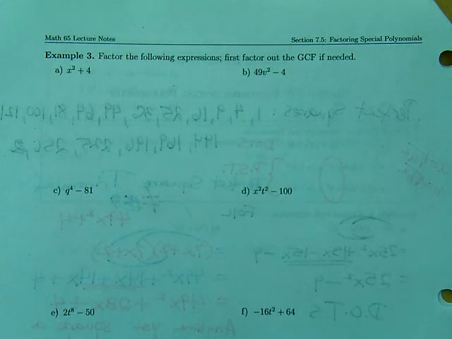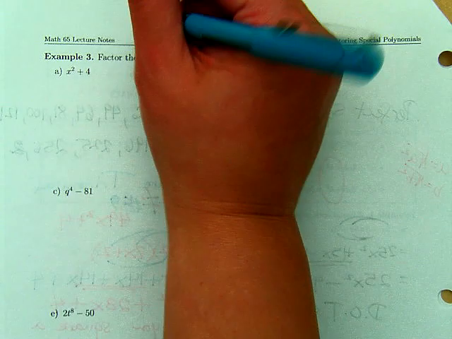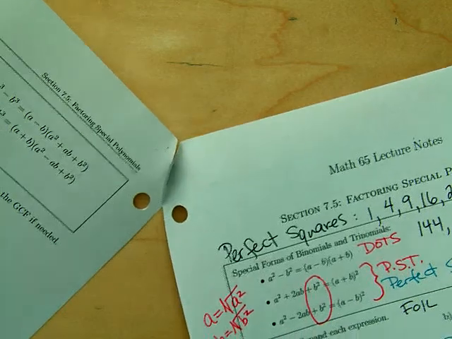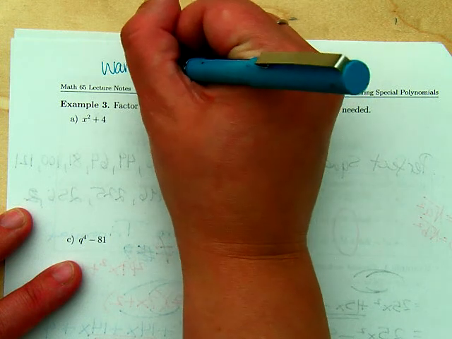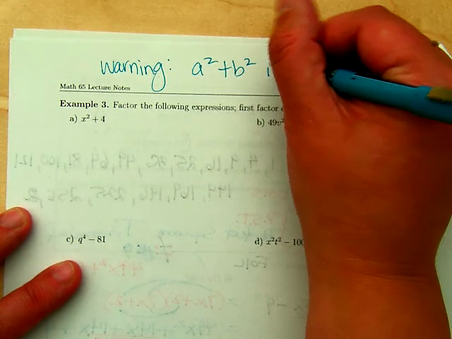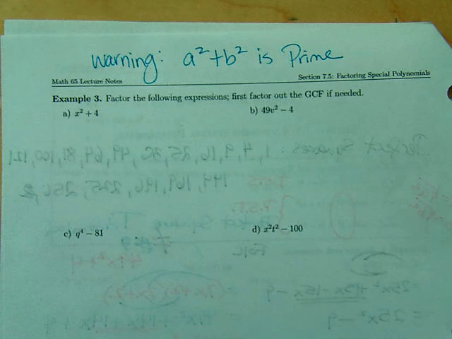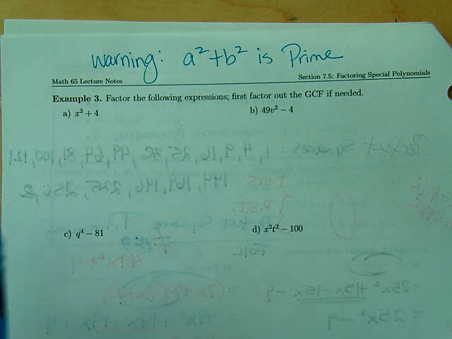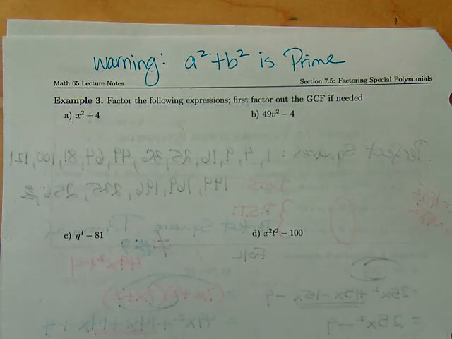One thing I need you to realize is that this form, I think there was a warning. Wasn't there a warning? No, it's not on this one. Okay, here's a warning for you. Those are two special forms, but the warning is a squared plus b squared is prime, and that's because you don't distribute the square over a binomial. If you look at this one, you probably want to try and factor it. But remember, I always said check to see if it works.